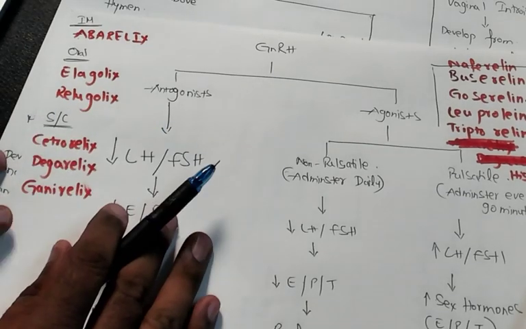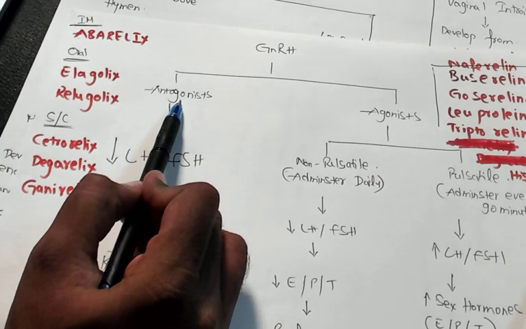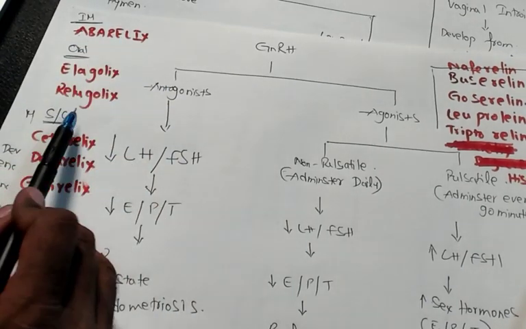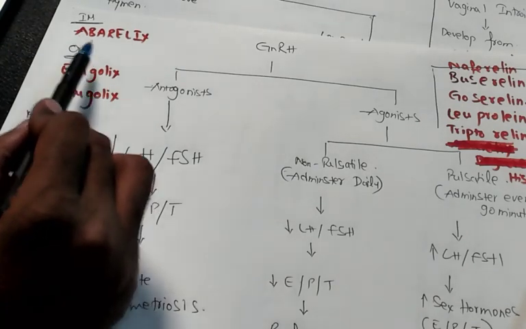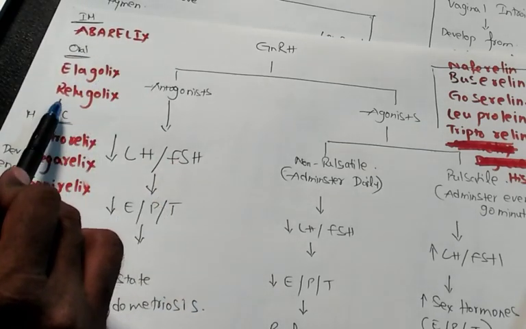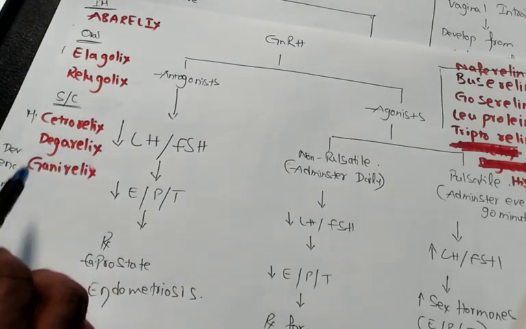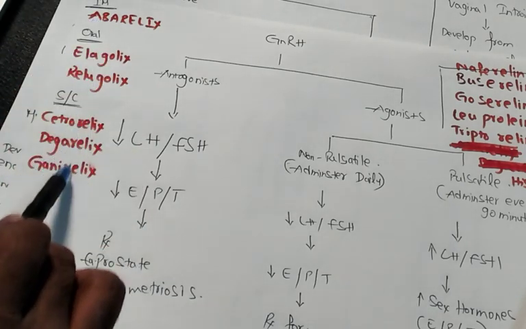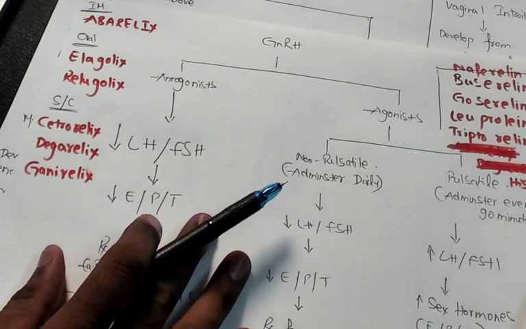Now, what are the various GnRH antagonists? You should be very sure on the pharmacology. Abarelix, Elagolix. Tell after me. Abarelix, Elagolix, Relugolix. Cetrorelix, Degarelix, Ganirelix.